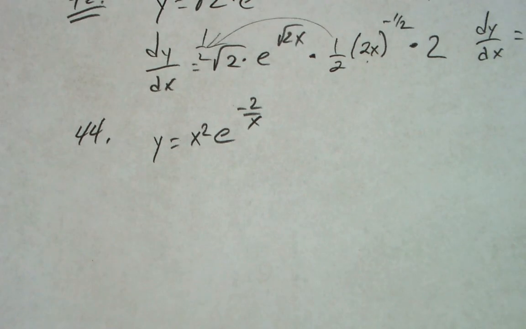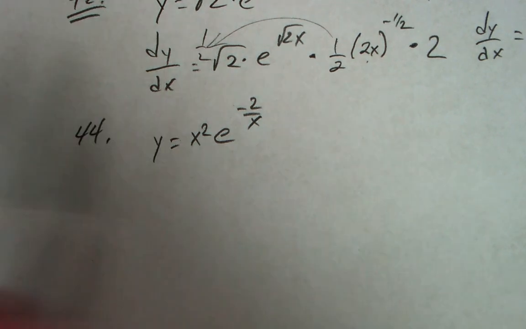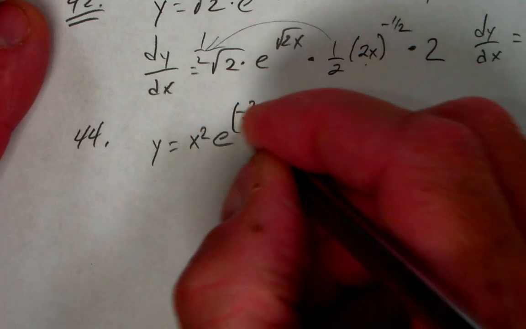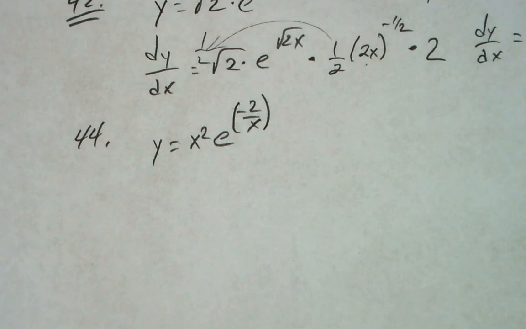So what am I going to have to use? Now we're going to use product rule and chain rule. And we can go ahead and put this in parentheses to let us know that that is my nested function. There are other ways to tackle this, but I think this is probably the best way in the long term.